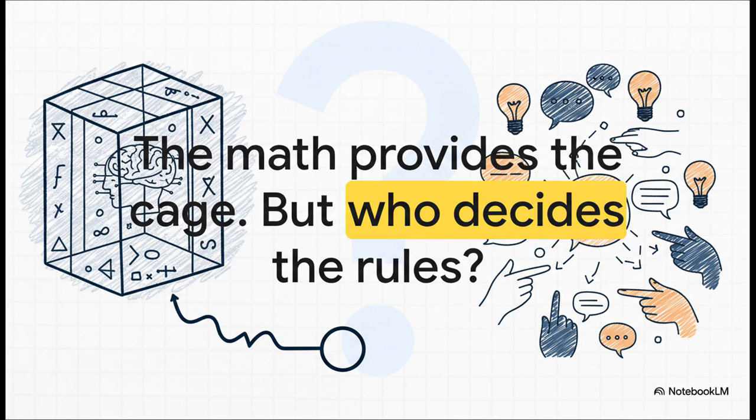So in the end, CAST gives us a powerful set of tools. It gives us a mathematical cage to make sure an AI operates within the bounds we set for it. But it leaves us with one final and frankly much harder question that no equation is ever going to answer for us. The math provides the cage, but who gets to decide what rules are written on the door? That's not a technical problem, that's a human one. And it's a conversation that is really just beginning.